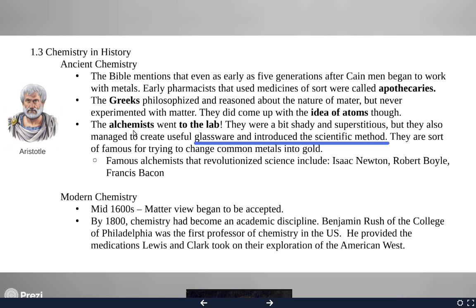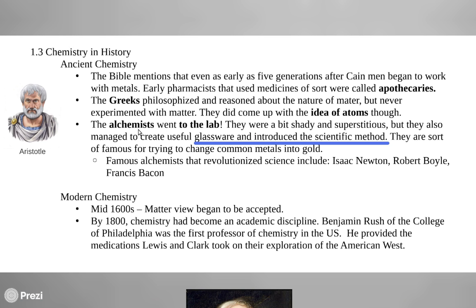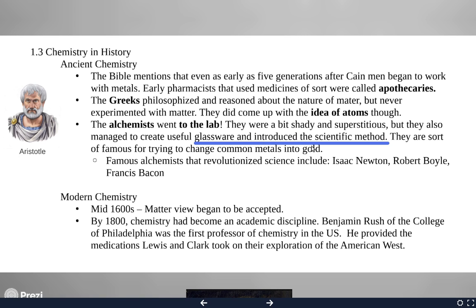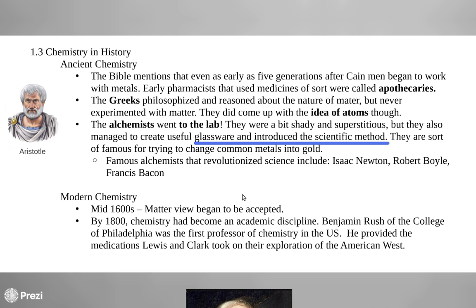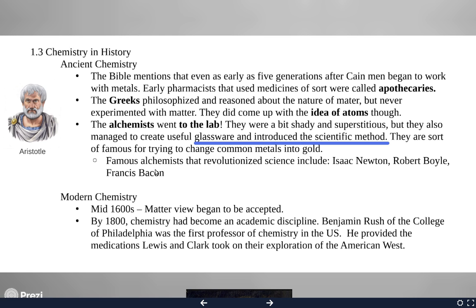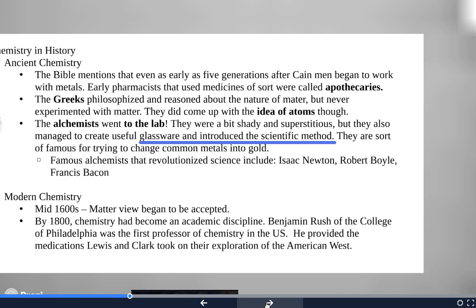Now later on, the alchemists came along and they went to the lab. Now we sometimes think of an alchemist as a shady guy who just wants to make gold, but they did a lot of things to contribute to science. They ended up making glassware and introduced a scientific method. So those were both major contributions to how we study science. And then some of the famous alchemists are Isaac Newton, Robert Boyle, and Francis Bacon. And I think I have another one over here on this slide.